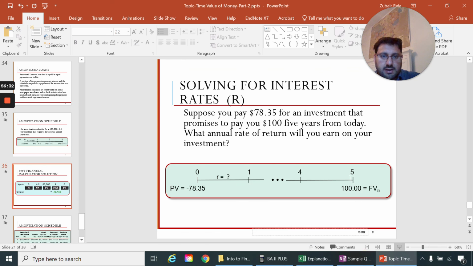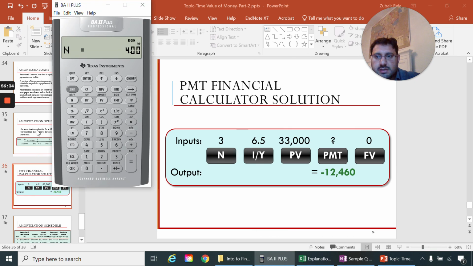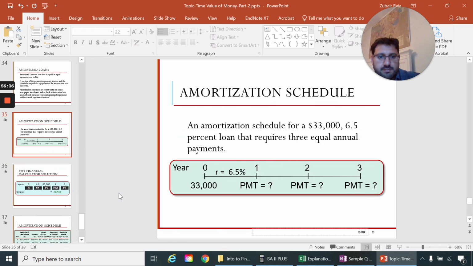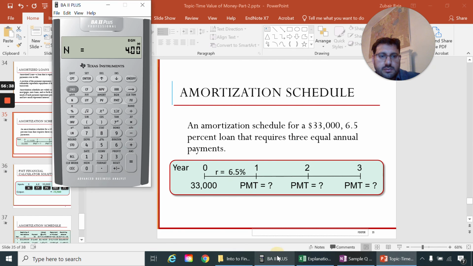So let's start with the calculator. It's very easy. Let's first go to the same slide over here. So what's happening over here? First of all, I have to change this from beginning to end, because this is an ordinary annuity. Second payment, second, enter. So now I'm good to go. What is my N? This is 3 time periods. Remember, over here it's on a yearly basis.